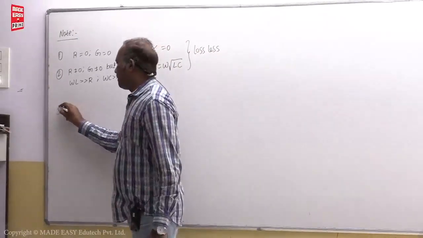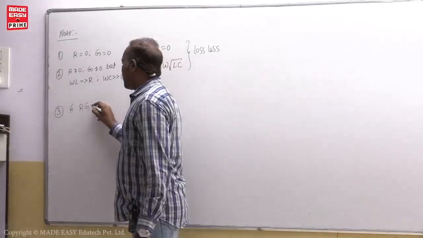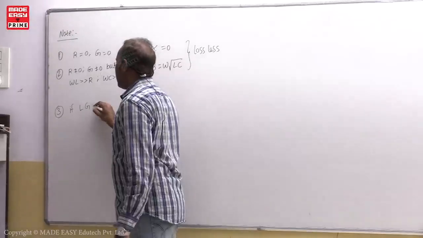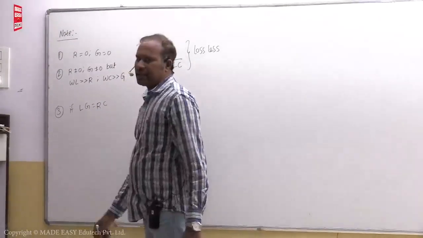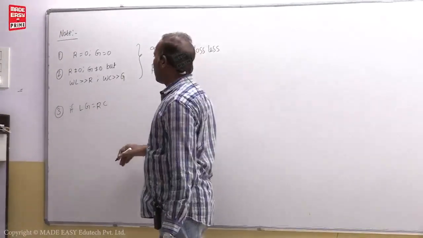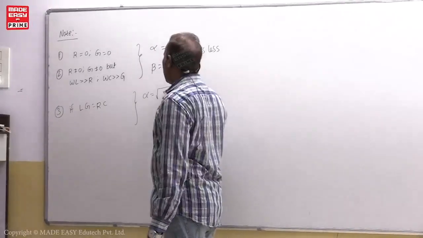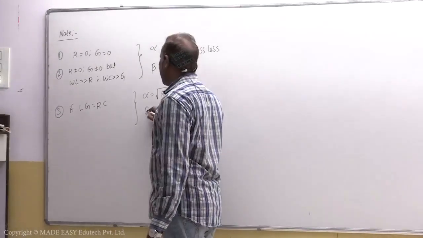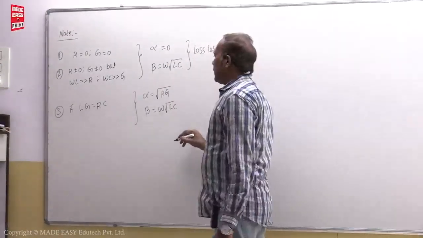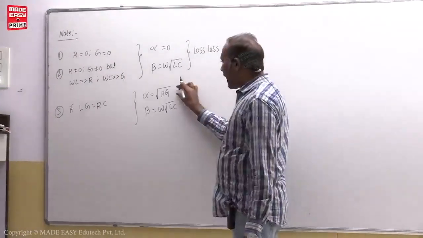Third one, if LG is equal to RC condition is satisfied. If LG is equal to RC condition is satisfied, here also R not 0, G not 0. Then what happens in the transmission line? Alpha is equal to root RG and beta is equal to omega root LC. So here alpha is constant but loss is present.